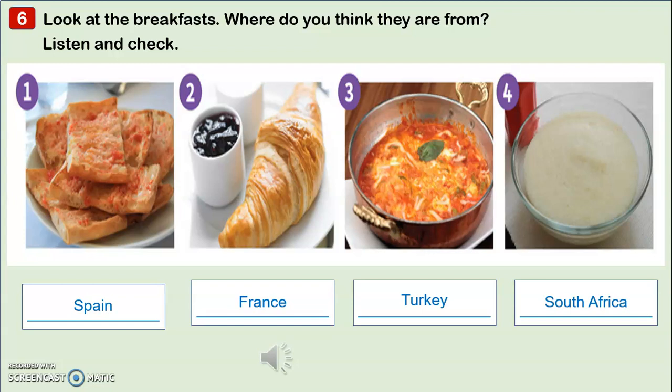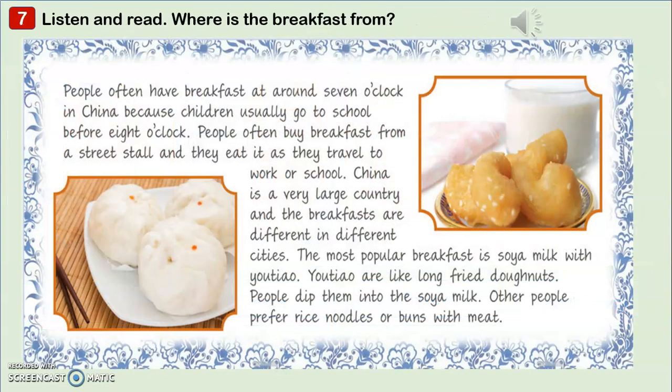Okay, don't forget this part, right? Let's continue working now. Okay, so look at this part now. You are going to listen and also you are going to read. Let's see now. Pupil's book, unit 2, page 25, activity 7. Listen and read. Where is this breakfast from?